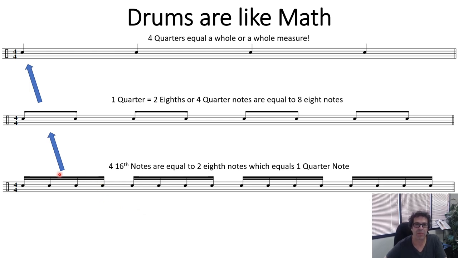And as you see by my blue arrows here, I'm showing you that 4 sixteenth notes are equal to 2 eighth notes, which we saw in the pyramid, and 2 eighth notes is also equal to 1 quarter note. You got it? I know you do. You're so good.